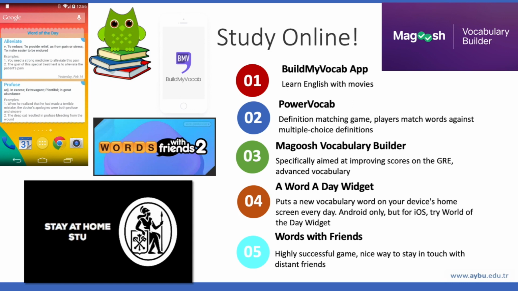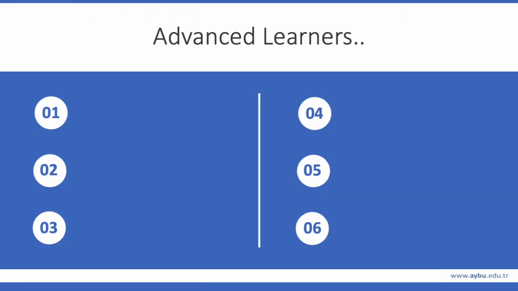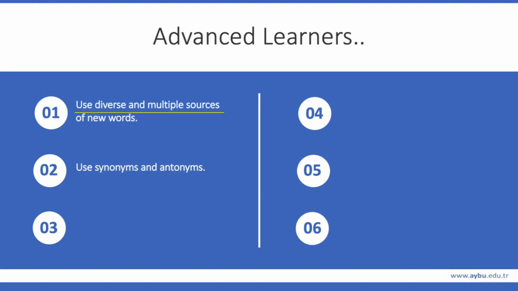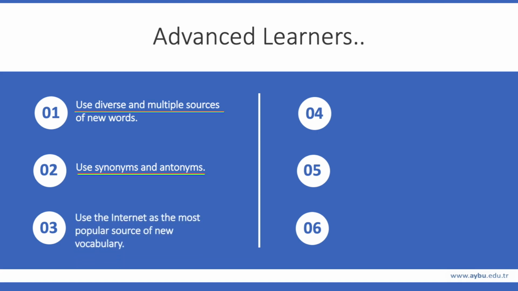Now, you're ready to be advanced learners because advanced learners use diverse and multiple sources of new words such as antonyms and synonyms. Advanced learners use the internet as the most popular source of new vocabulary. We have mentioned many of the ways of using the internet to learn new vocabulary items. You should try most of them.